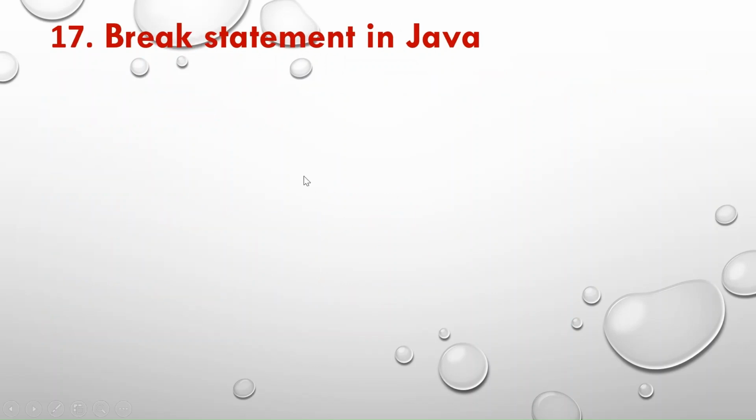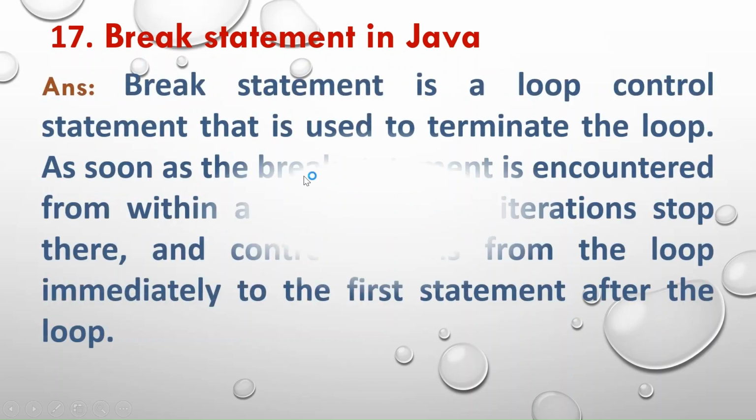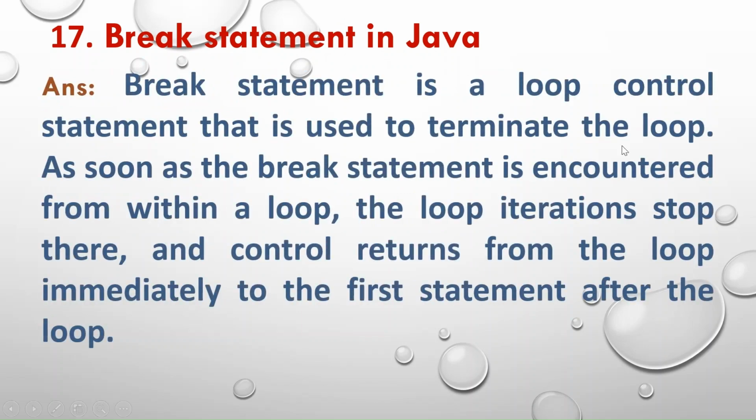Break statement. Now the break statement is a loop control statement that is used to terminate the loop. As we have seen in the switch case statement, if the case has been matched, then we apply the break to come out of the switch statement. As soon as the break statement is encountered within a loop, the loop iteration stops there and control returns from the loop immediately to the first statement after the loop. Generally we use this break statement in loops, switch case statements or any block. So it directly comes out of the particular block whenever the condition applied is true and the break is going to work there.